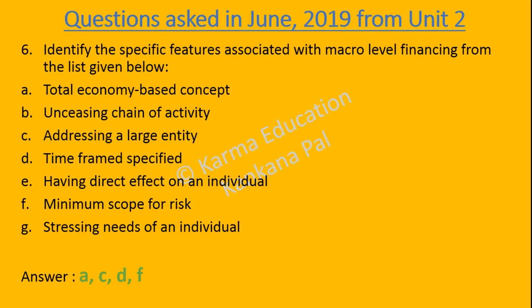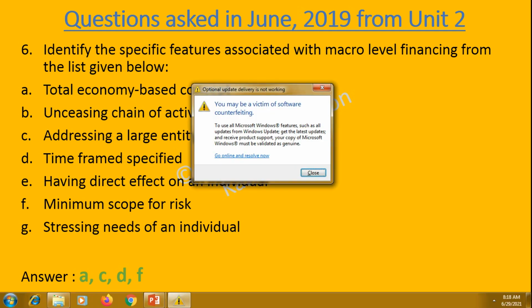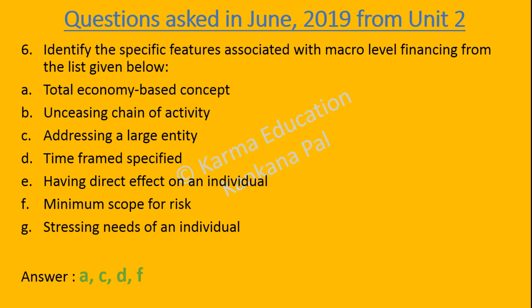In this question, you have to specify features which are associated with macro level financing from the given list. Option A is total economy based concept. Yes, macro level financing talks about the entire economy of any industry or project. Option B, unceasing change of activity. Since macro level financing is a very broad aspect and time consuming, unceasing change of activity is not needed, but it is required in microfinance.